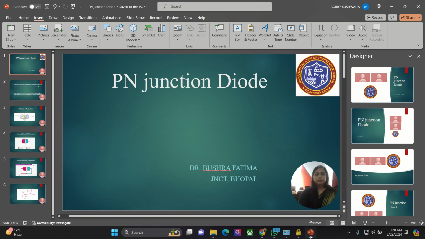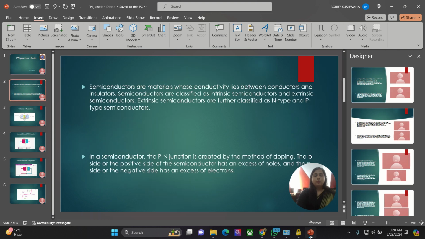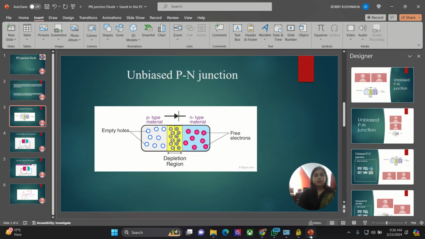Today I am presenting on a topic, PN junction diode. Now, when a slab of intrinsic semiconductor material is doped with trivalent impurity at one end, while the other end of the slab is doped with pentavalent impurity, then a PN junction diode is formed. This is an unbiased PN junction diode.